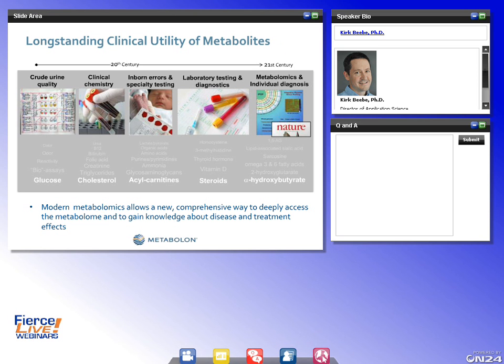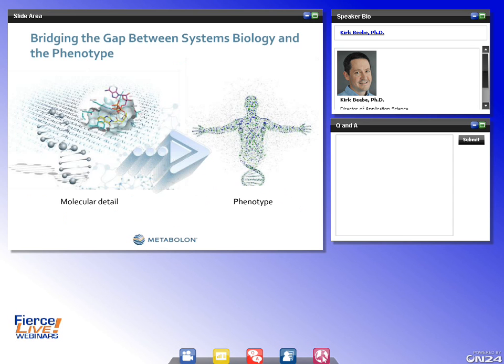and then metabolomics. The thing about what I've labeled over on the far right, with the 21st century and metabolomics and individual diagnostics, is that now with these technologies we have a way to more deeply assess the metabolome and essentially understand disease more precisely, response to drugs more precisely, and find more sensitive and specific biomarkers with this technology. So that's the basic framework and rationale for why metabolomics, or the study of metabolism, is really valuable in being able to bridge a lot of this understanding with systems biology.